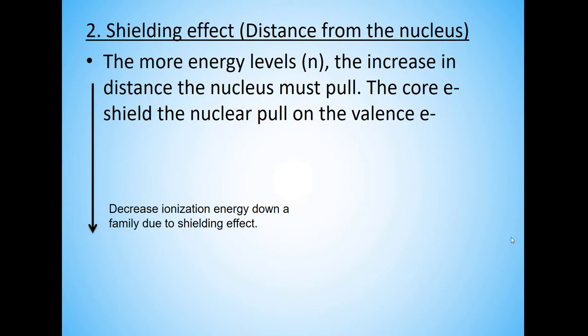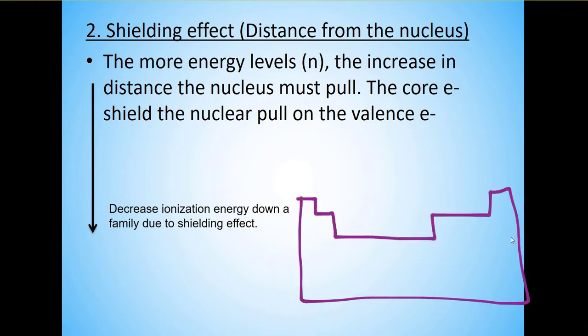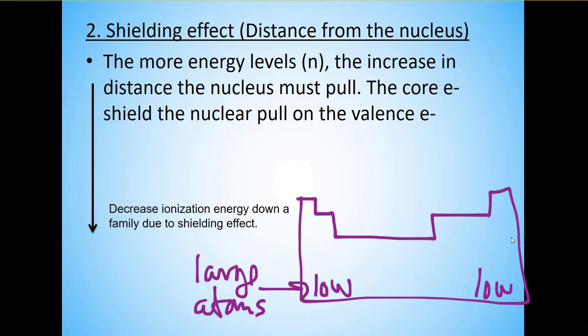All right, one more thing to talk about. When we look at a periodic table, we find that down here at the bottom with the large atoms, they have a low ionization energy. You would still have the nonmetals be higher in this area than the metals over in here. But in the family, the large atoms at the bottom would be lower ionization energy. And this has to do with the size of the atom.